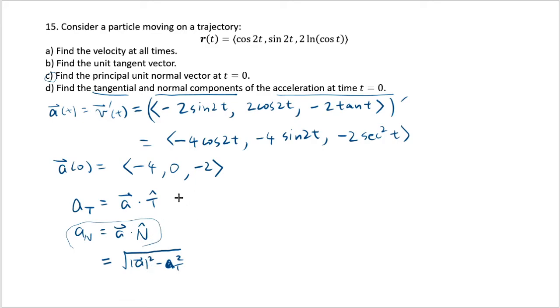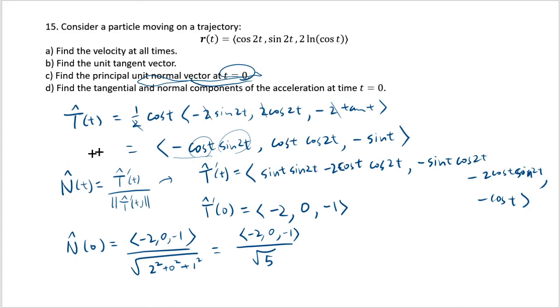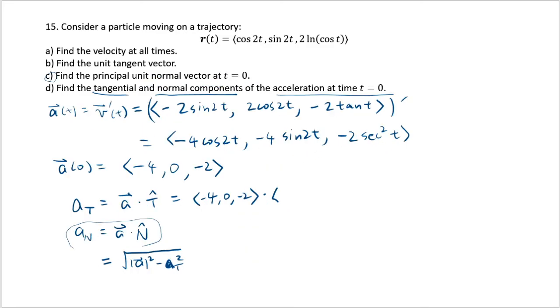Okay, so here we have negative 4, 0, negative 2 dotted with, what's the unit tangent vector? It's this one, but we still have to evaluate it at 0 to use it. So 0, 1, 0. Okay, good. So it's 0, 1, 0, which just gives you 0. So the tangential component of a at 0 is 0, which means it is not accelerating at all.